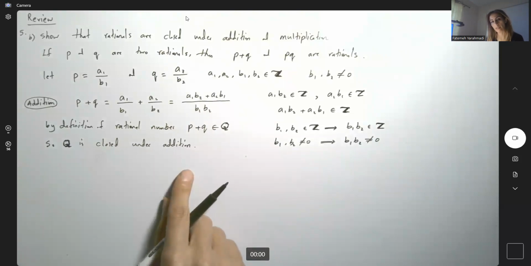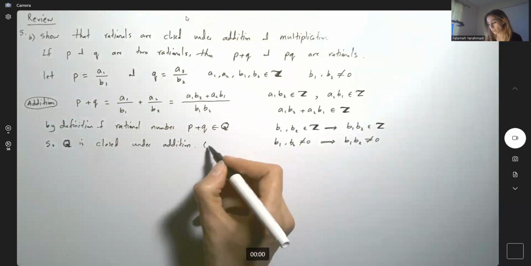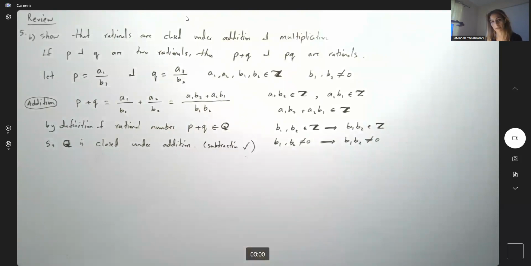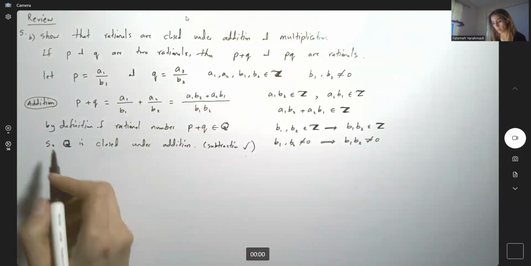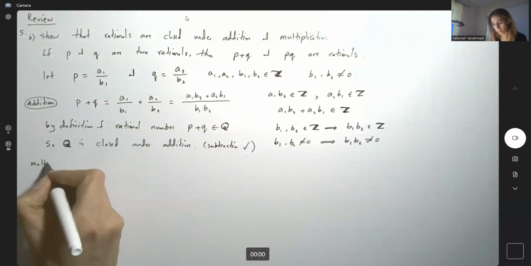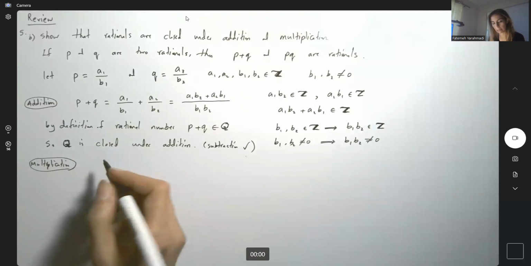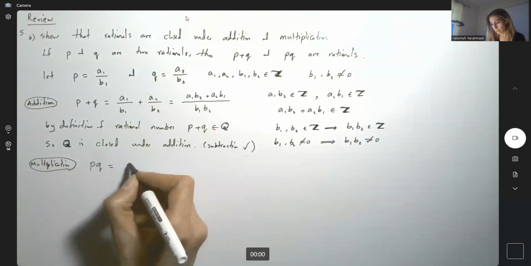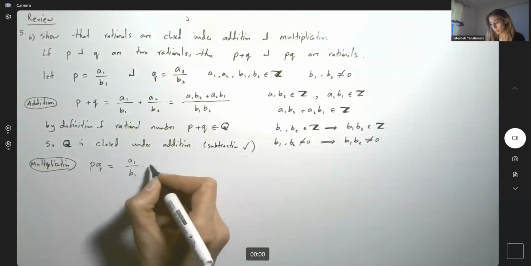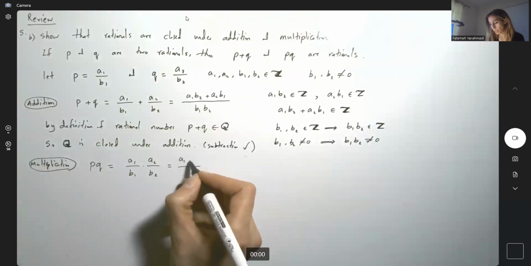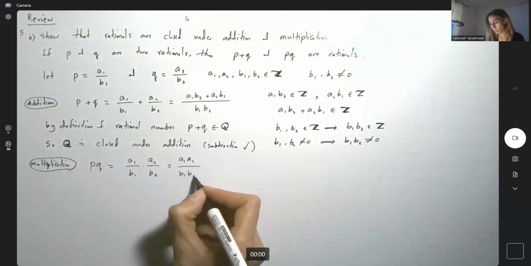Remember that we can generalize the idea to subtraction. So subtraction also works here. What about multiplication? Now for multiplication, we're just going to multiply P and Q, right? It's very easy. A1 over B1 times A2 over B2. So obviously it's going to be A1 A2 over B1 B2.